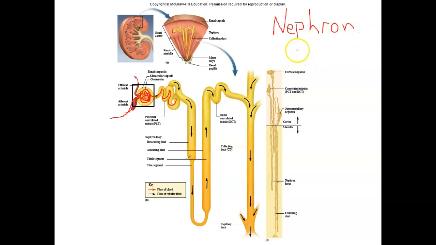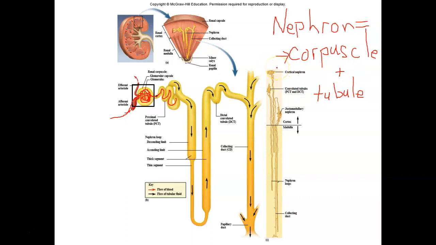The renal nephron is made up of the renal corpuscle, got a little overzealous there on the L, and the renal tubule. So nephron equals renal corpuscle plus the renal tubule. The first thing we're going to look at is the renal corpuscle, this guy right here.